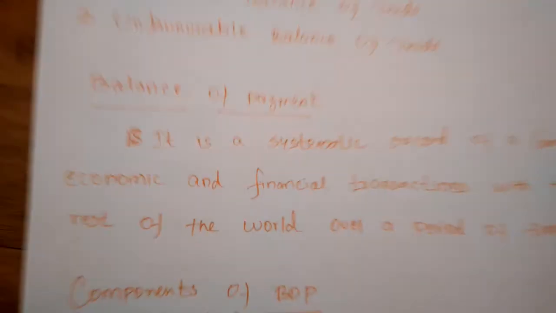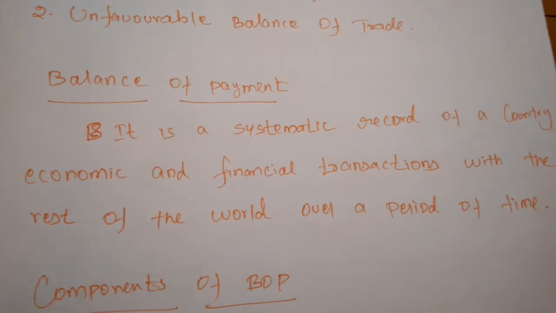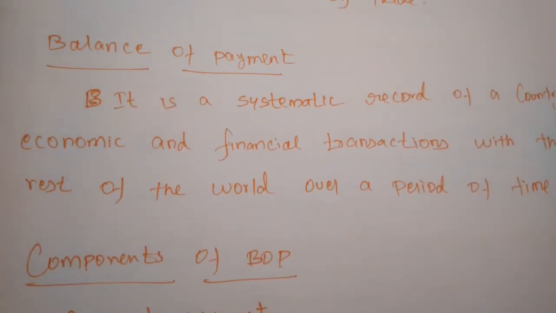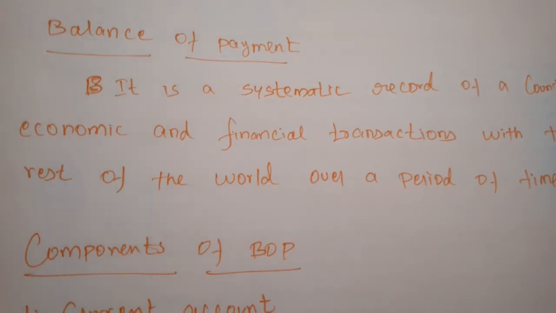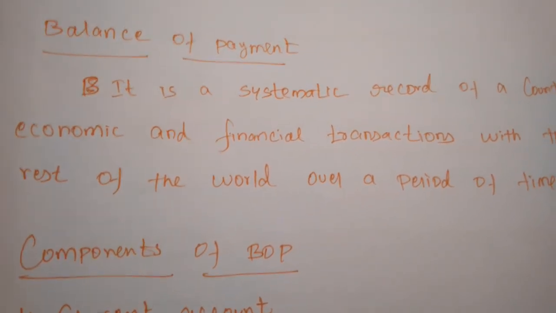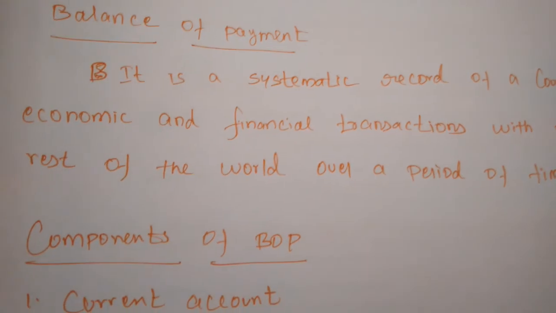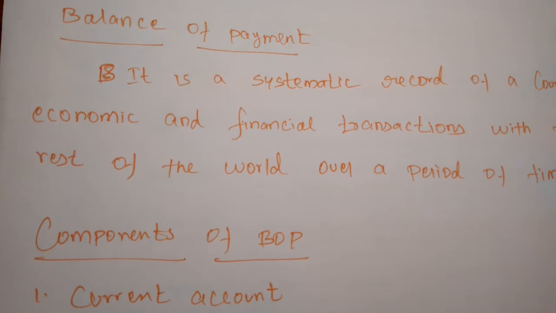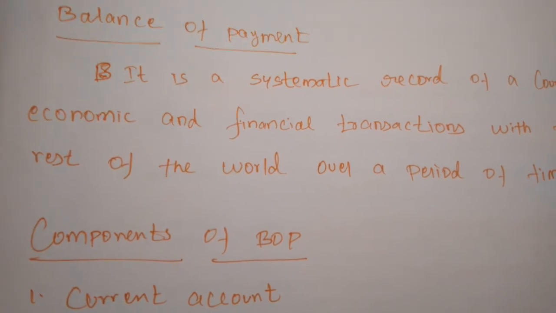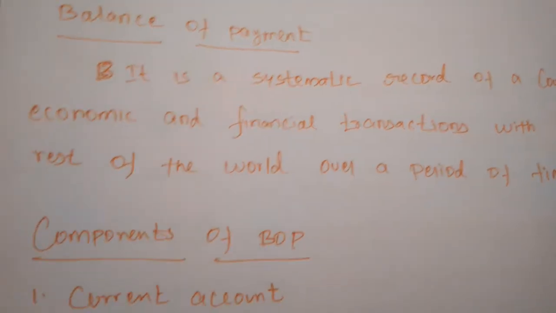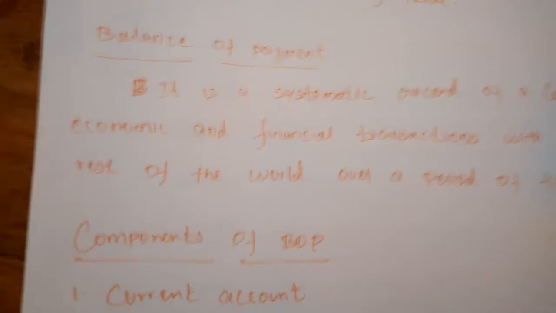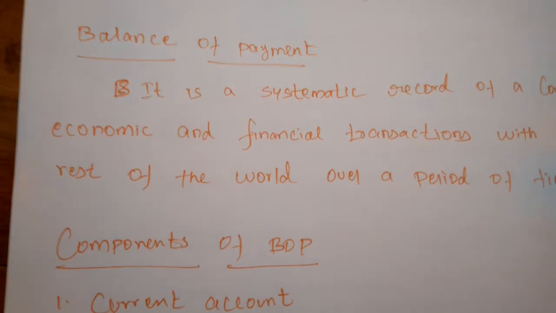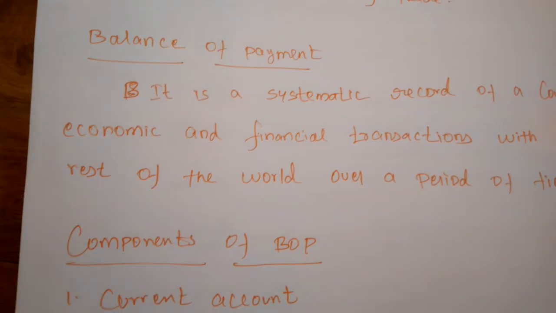Next, the balance of payment. The balance of payment is a systematic record of a country's economic and financial transactions with the rest of the world over a period of time. Financial transactions mean, as I told already, when we are having the balance of trade, some of the financial transactions also will be available.